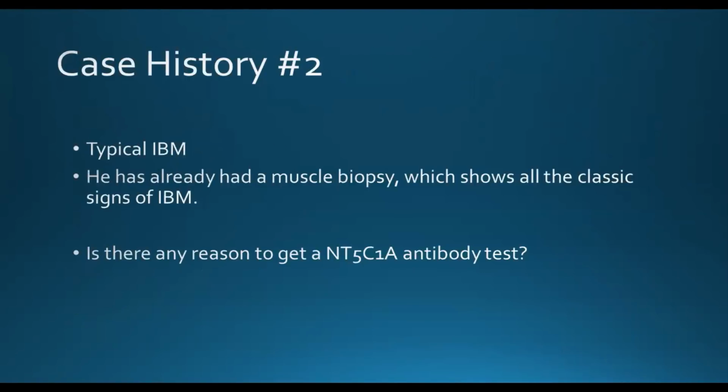Now let's take another patient who's just the same, except in this case, the muscle biopsy does show all the classic signs of IBM. At this point, let's say the patient was diagnosed 5 years ago before the antibody test existed. Is there any reason to get an antibody test? Probably not. He's already been firmly diagnosed with IBM. If the antibody test is negative, it isn't going to change your mind. If it's positive, this confirms what you already know. The one exception could be for research purposes. If this patient has seen an IBM specialist who does research, the specialist might want to get this test just to help understand the disease some more.